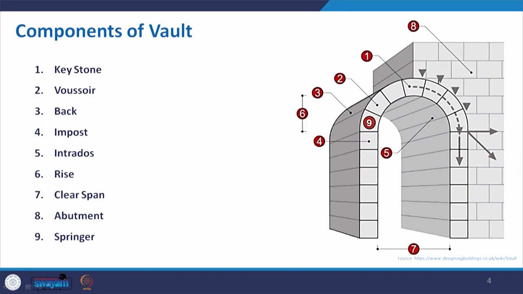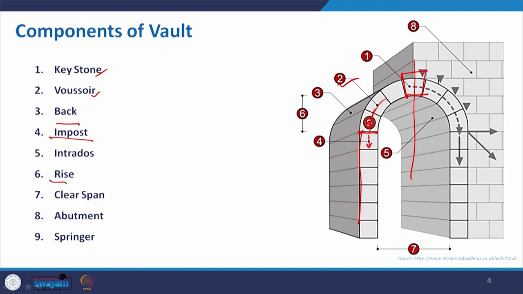Now, considering the components of the vaults, some of the components are similar to the arch, rather most of them. Keystone is the central one, which is placed at the center, and the symmetry is maintained across that. Then voussoirs are these stones, number 2, a series of voussoirs which put pressure on the next one like this. Then number 3 is basically the back portion of that. Then impost is a very important element where all this curved surface ends and puts the load on this vertical wall. Then intrados is basically the interior surface, so it is opposite to the back.